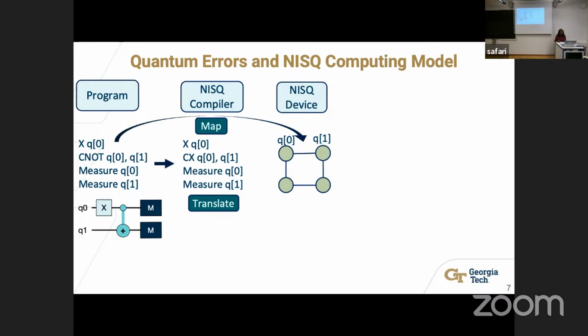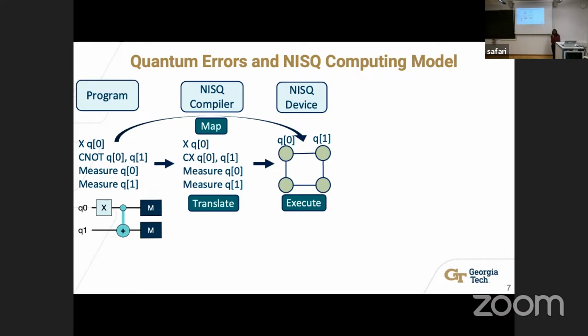For instance, if you look at IBM devices, your CNOT operations will get mapped to a CX gate that can be run on IBM hardware. That gate can be different for Google devices or Rigetti machines. Right? So this is the role of a compiler. And then once you have obtained a quantum executable, you execute it on the machine.